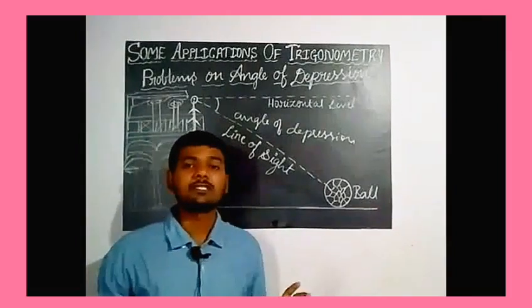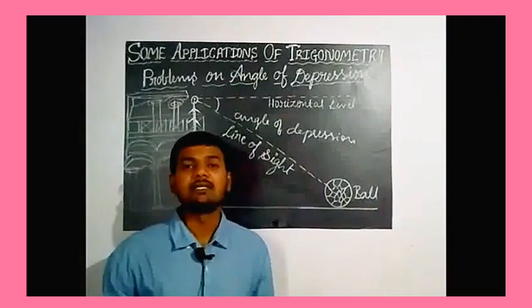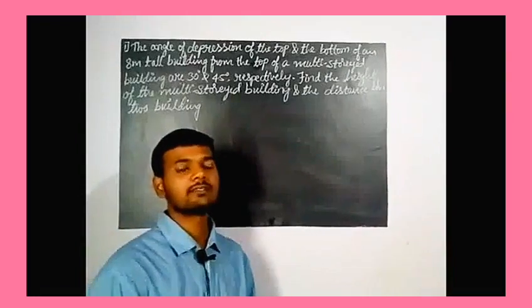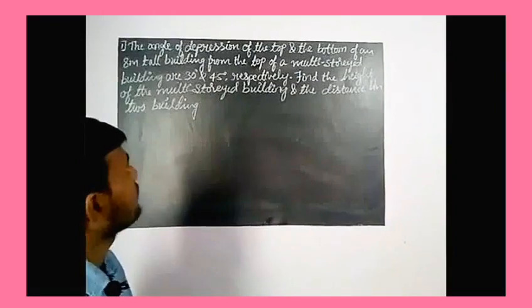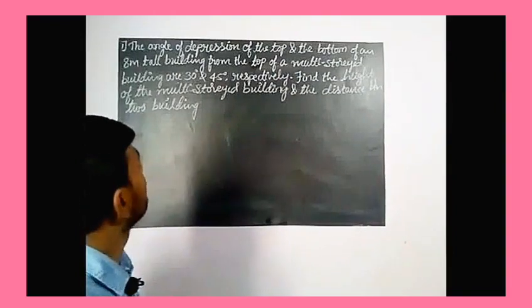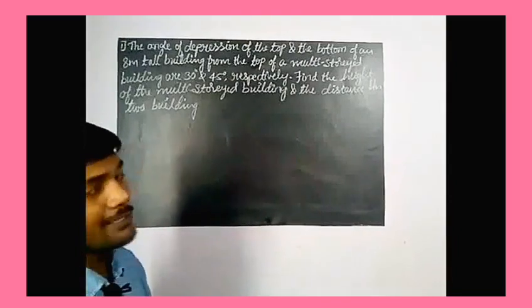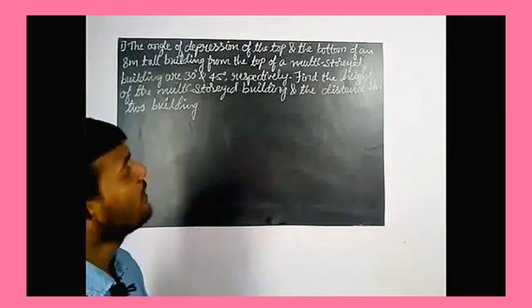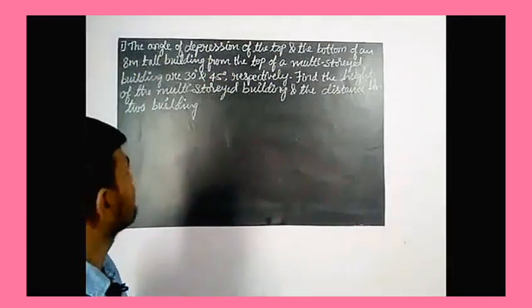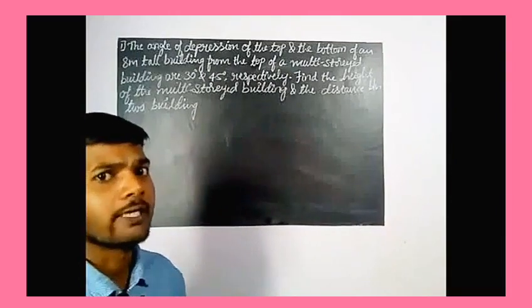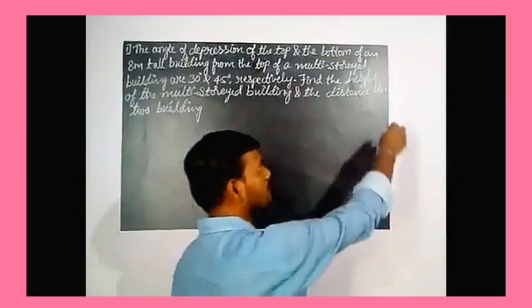So let us discuss this concept by having some examples. Here is a question. Let us see what is there in that. The angle of depression of the top and bottom of the 8-meter tall building from the top of the multi-storied building are 30 degree and 45 degree respectively. Find the height of the multi-storied building and the distance between the two buildings. Here are two buildings. One is the multi-storied building and one is the 8-meter tall building. Let us draw them.